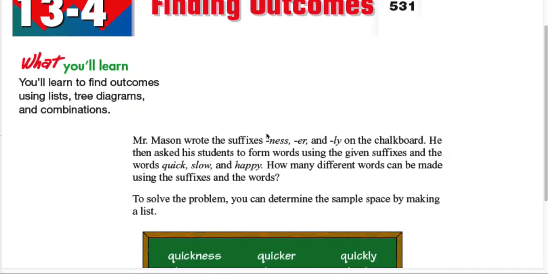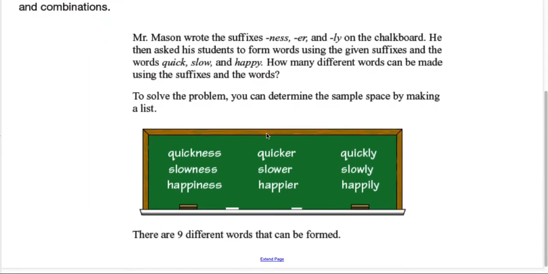Mr. Mason wrote the suffixes NESS, ER, and LY on the chalkboard, and then asked his students to form words using the given suffixes and the words quick, slow, and happy. How many different words can be made? To solve the problem, you can determine the sample space by making a list: quickness, slowness, happiness, quicker, slower, happier, and quickly, slowly, and happily. So there are 9 different words that can be formed.